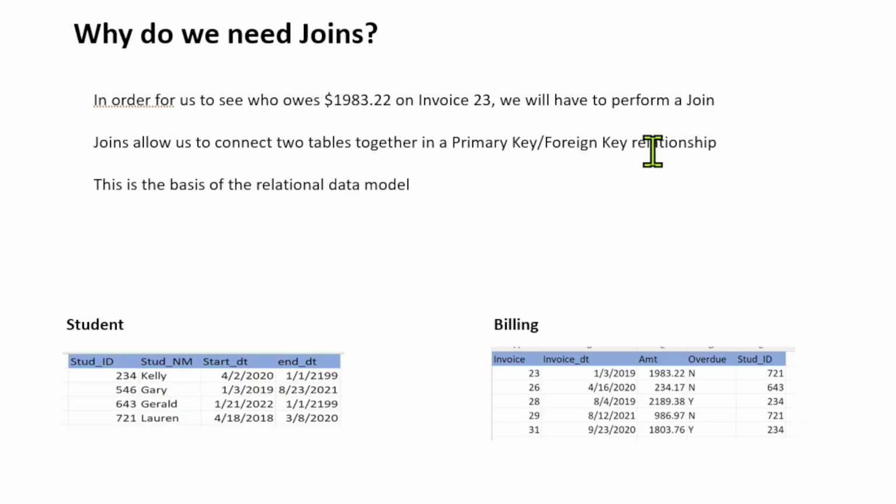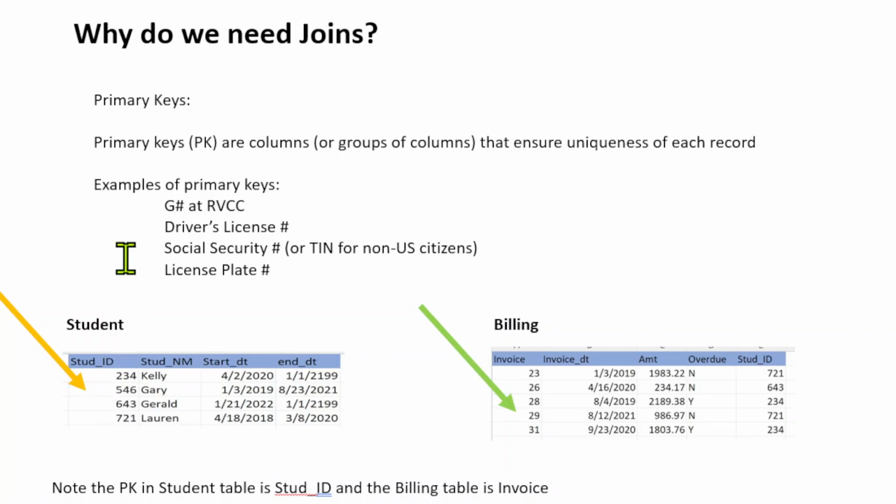That allows us to connect the primary and foreign key relationship. This is the basis of our data model. Okay, so again, these are our primary keys. That can be either a column or a group of columns. We'll get into that later, but they ensure uniqueness of a record. And here again are the examples I showed before. Note the primary key is student ID, and in the billing table, invoice is their primary key.